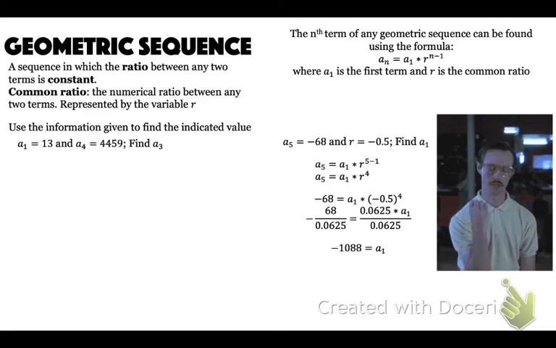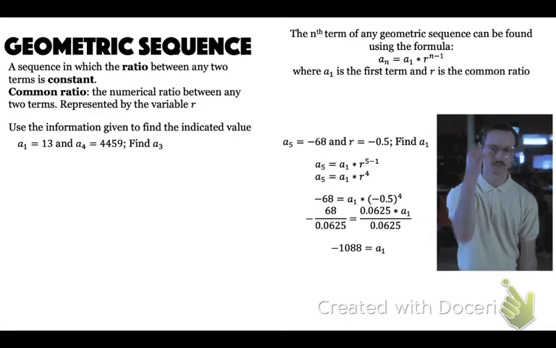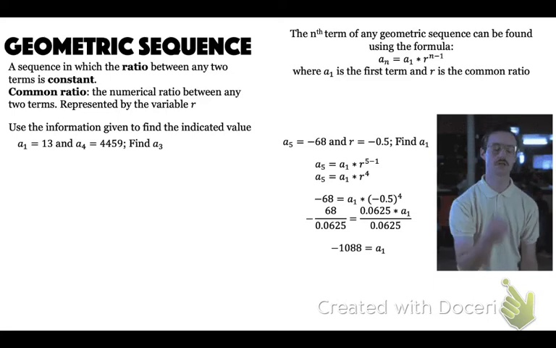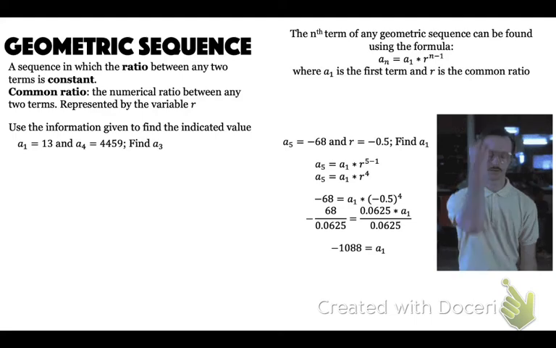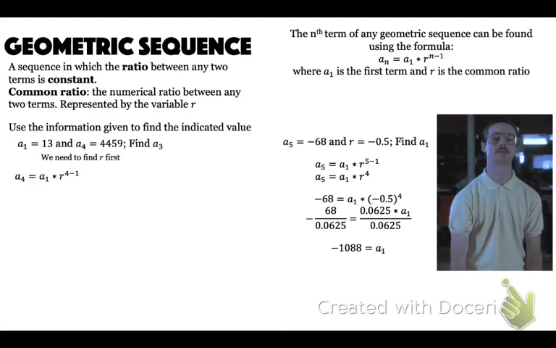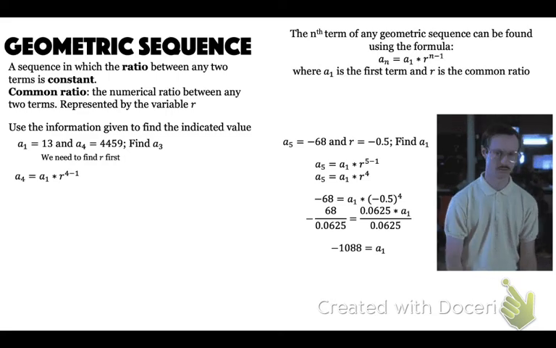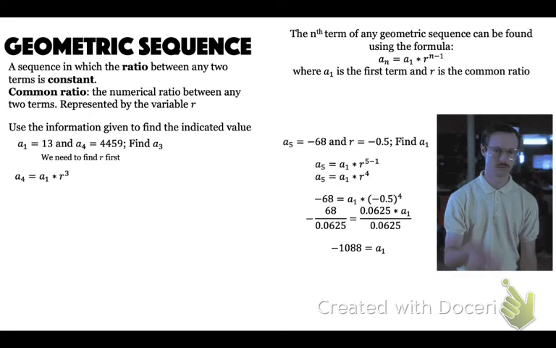Okay, next. So a sub 1 equals 13, and a sub 4 is 4,459, I meant. And we want to find a sub 3. We have to do this in 2 steps. We have to find r first. To find r, I have a sub 4 equals a sub 1 times r to the 4 minus 1 power. So that's r cubed.